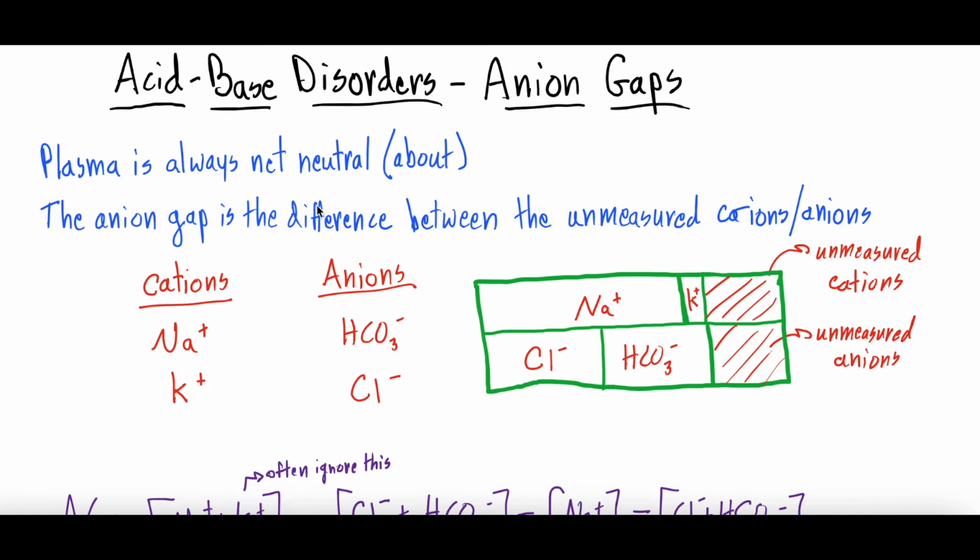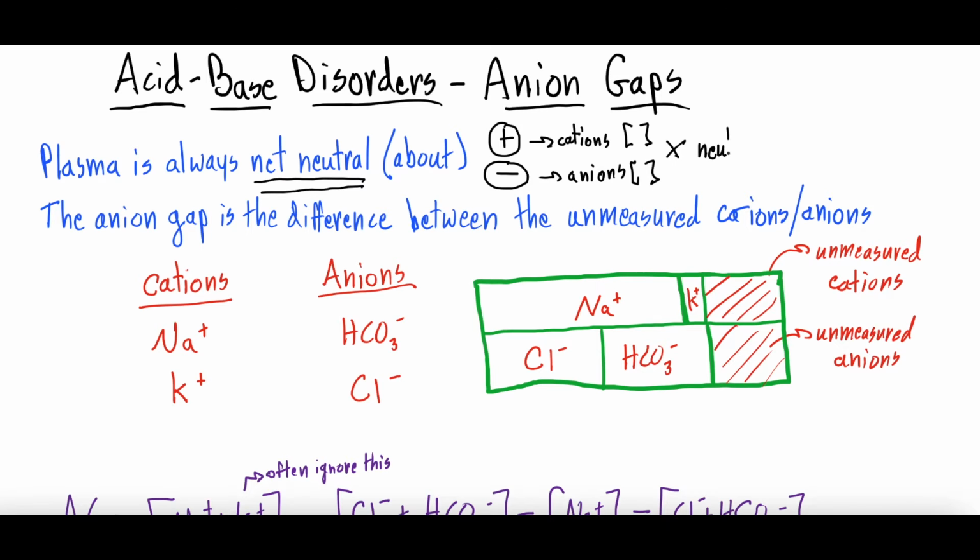So the first principle here is that plasma, or blood plasma, is always net neutral, just about net neutral, meaning that the positively charged particles balance out the negatively charged particles. There's the same amount of each of them. These positively charged particles we refer to as cations, and the negatively charged particles we refer to as anions. And the concentration, in brackets, of these is about the same, to the point where they cancel each other out, and we end up with a net neutral substance. And that substance is our plasma or our blood.